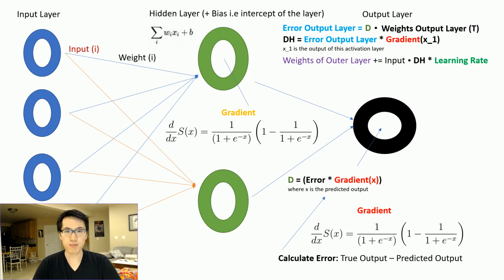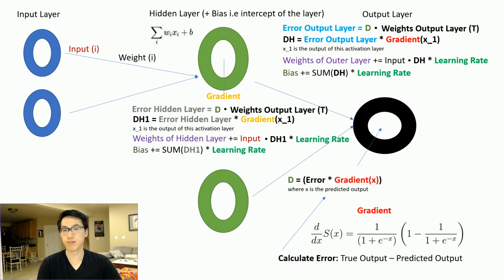But moving on, the last portion is to calculate the bias, and all you do here is sum up all of your values within your DH over here, and then you just multiply that by the learning rate, and that is your bias. Same exact thing is going to be done with all of your hidden layers.